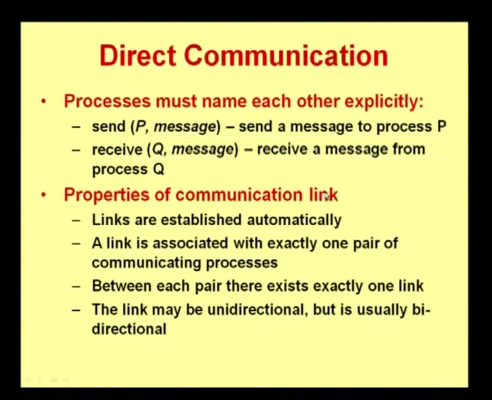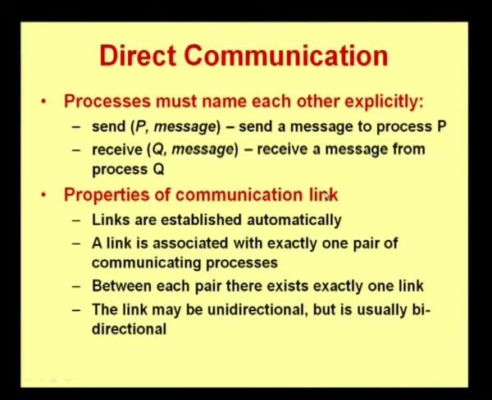Whereas in the case of mobile phones, the communication may get lost. There is a possibility of a loss in communication because it is wireless. Whereas in direct communication, it is a wired communication from the sender to a receiver. So that is one thing. The processes have to name each other explicitly, then only you can have proper communication. The links are established automatically. A link is associated with exactly one pair of communicating processes. Usually this kind of communication is said to be unidirectional.